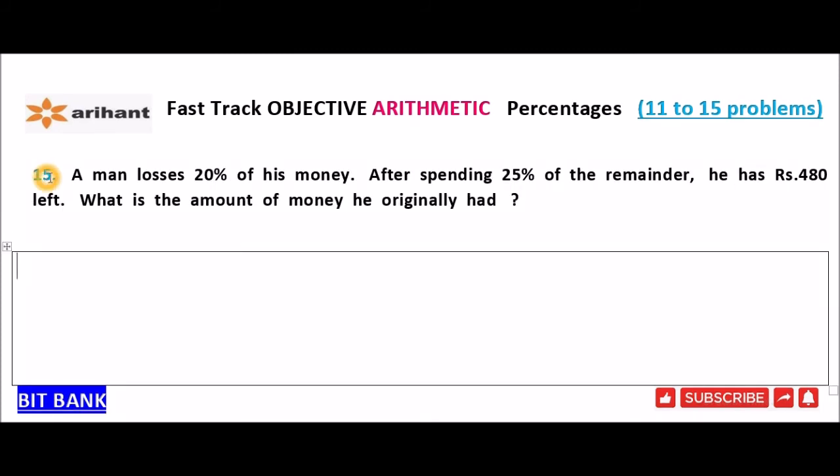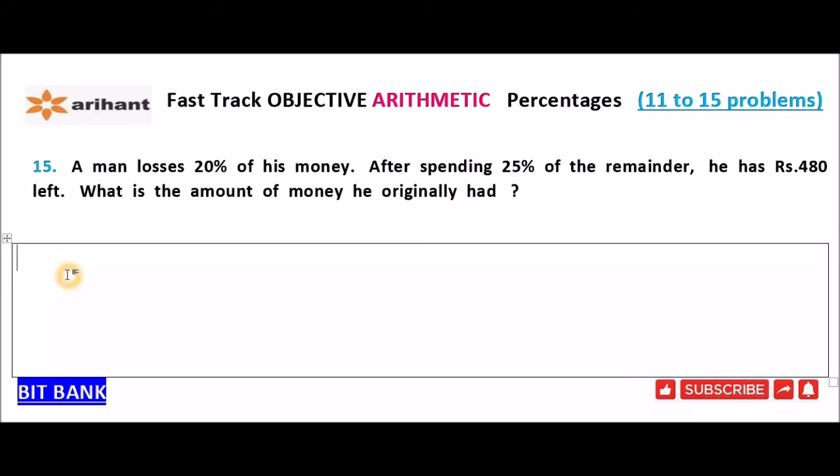Fifteenth question. A man loses 20% of his money. After spending 25% of the remainder, he has 480 rupees left. What is the amount of money he originally had? Solution. Let the man have x rupees of money. So he loses 20% of his money. Out of 100, 20 he lost. So remaining is 80% of his money. So the remainder is 80% of x.